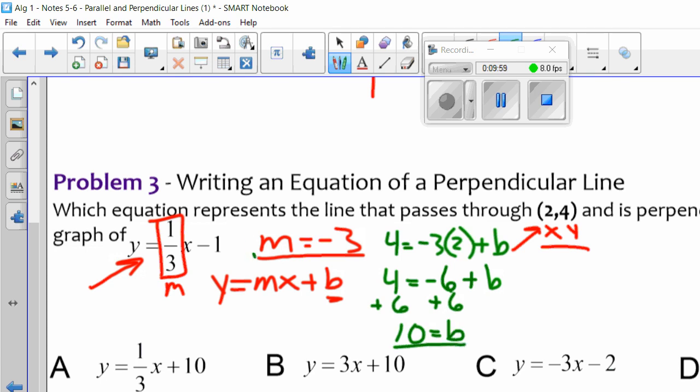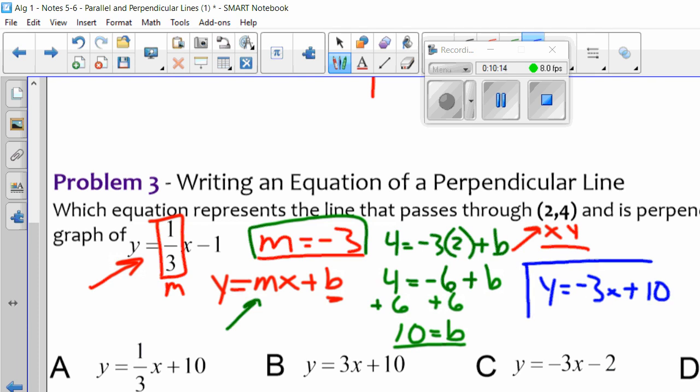I got my slope. I can go write my equation now in this form. So y equals slope was -3 and b is 10, so plus 10. And there's your equation that's perpendicular to the one that they gave me, okay? And they want me to pick the proper one, so it looks like it's D, okay? I can't really pick my answer unless I do the work.